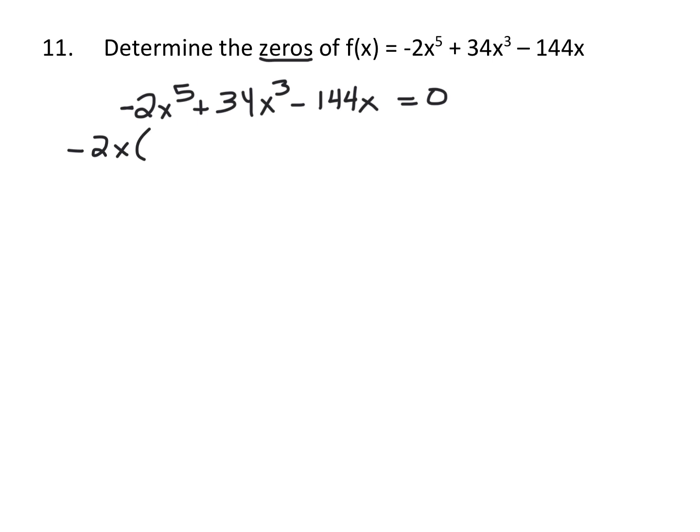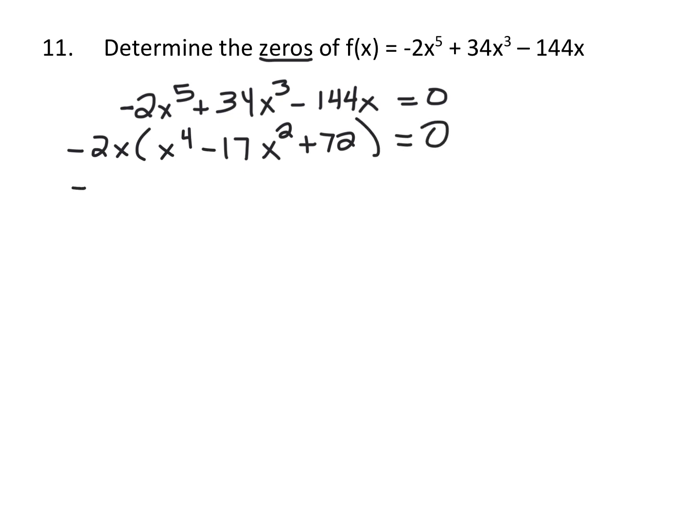Okay, so that's going to leave us with positive x to the 4th, right? Because a negative divided by a negative is a positive. Here, positive 34 divided by negative 2 would be negative 17. And because we pulled out an x, each of these exponents are just going to go down by 1. So this x to the 3rd will be x squared. And then negative 144 divided by negative 2 would be positive 72. And we did have an x right here, but we pulled it out, so we have none left to put here. So I'm going to close up my parentheses.